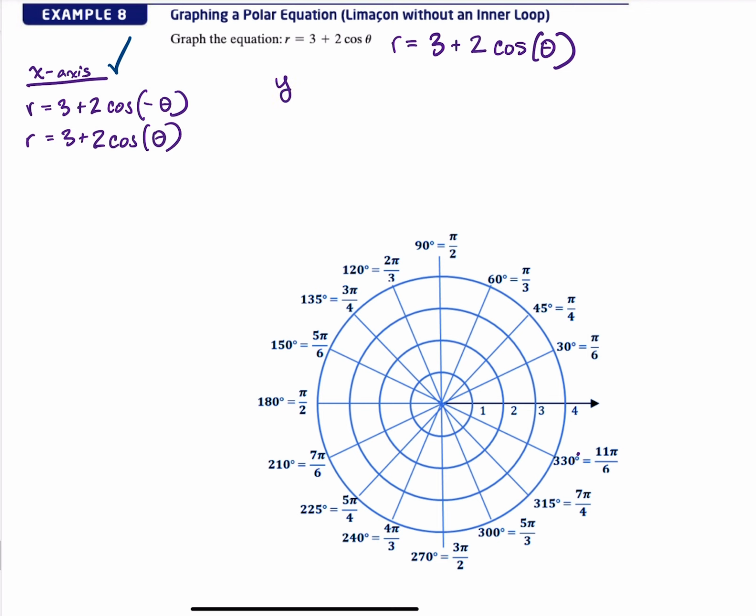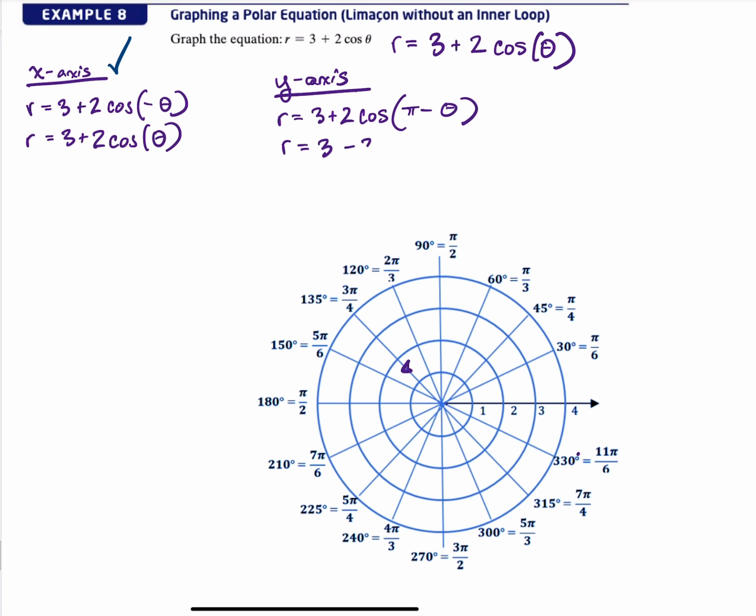For y-axis symmetry, this is where we would replace theta with pi minus theta. So we can expand this using angle subtraction for the cosine, but also we could use the argument that pi minus theta is the similar angle in the, say, second quadrant if we have some angle in the first quadrant. And that produces a negative cosine, or it's opposite in sign. So we should expect that this would give you a negative in front of the cosine.